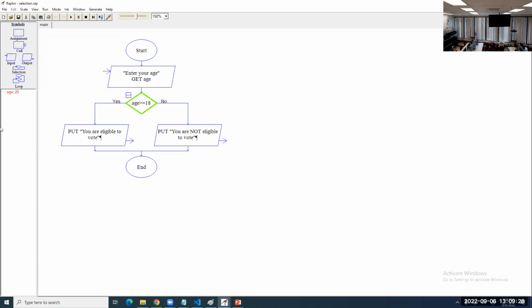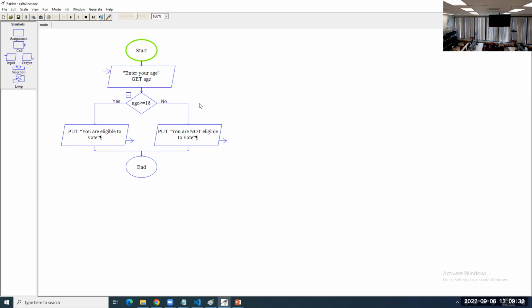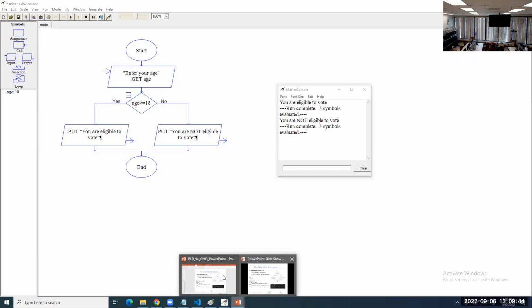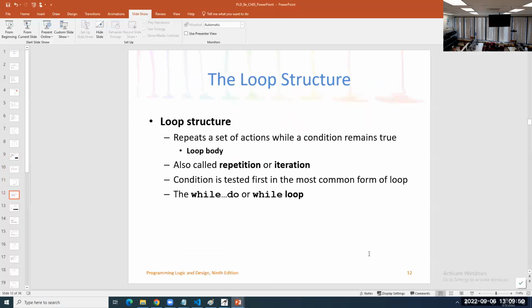You see? Now if I run it again, and this time I put the number 10 here, and you see the answer here is no, right? So we are not eligible to vote here. Okay, it's very simple with the selection here. Now with the repetition here. Now this one, when I work with the repetition process.